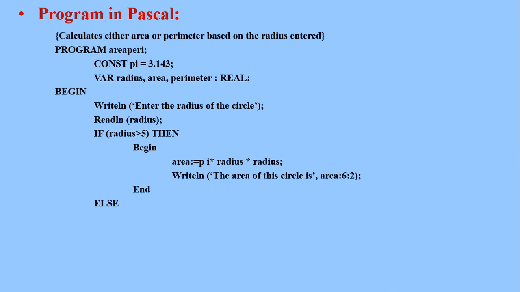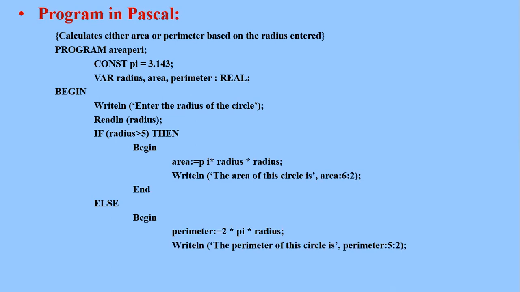Then you add else. Otherwise, if the memory location called radius is less than 5, then begin. Perimeter is the memory location called radius multiplied by the content of the memory location called pi, multiplied by 2. The overall result, assign it to the memory location called perimeter. Then display it on the screen, accompanied by the following message: writeln, the perimeter of this circle is, the memory location called perimeter, formatted into 5 characters, with 2 of them reserved for the decimal fraction.